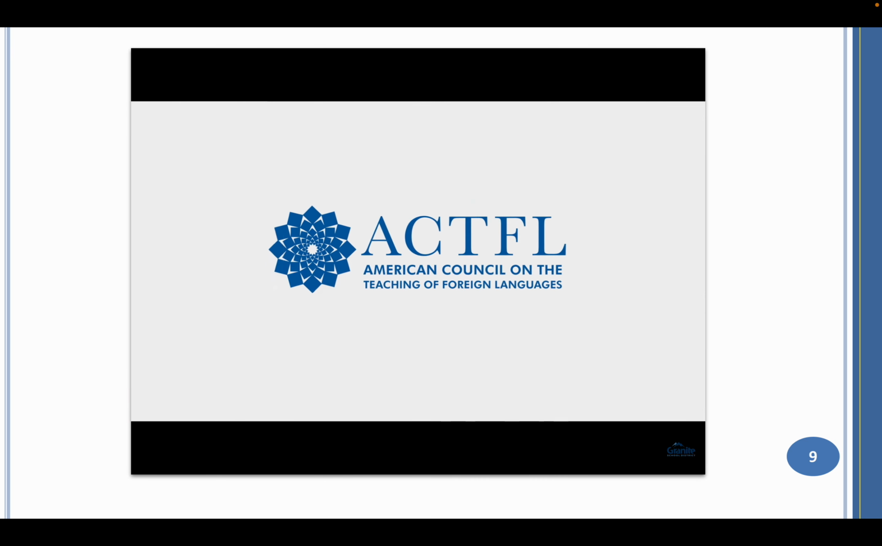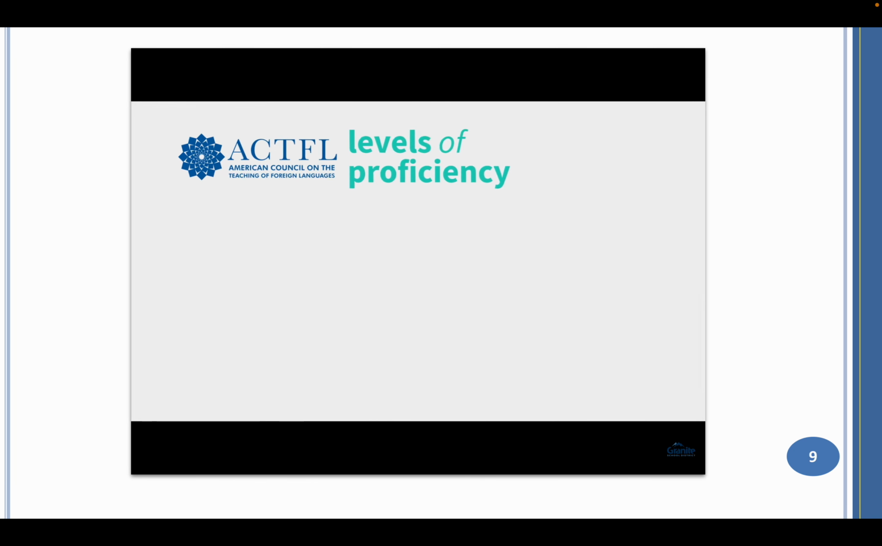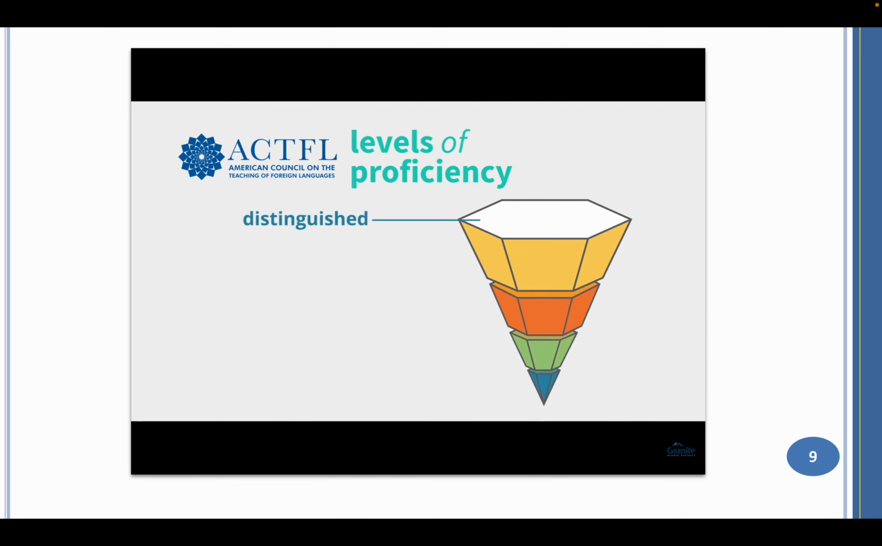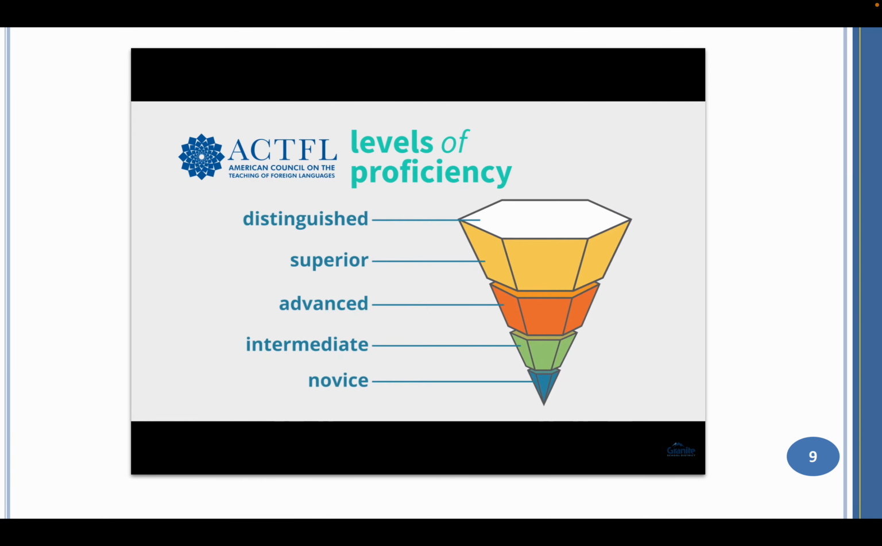The American Council on the Teaching of Foreign Languages has developed guidelines that describe the major levels of proficiency: distinguished, superior, advanced, intermediate, and novice.